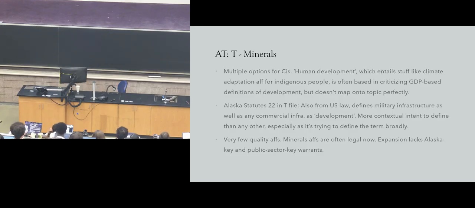But the reason this interpretation is better than a lot of the minerals ones is that, admittedly, all the minerals cards are in a mineral context. We're talking about the Submerged Lands Act. We're talking about Alaska statutes or lawsuits about mining. And so they're clearly, minerals are on the mind when they're defining development.